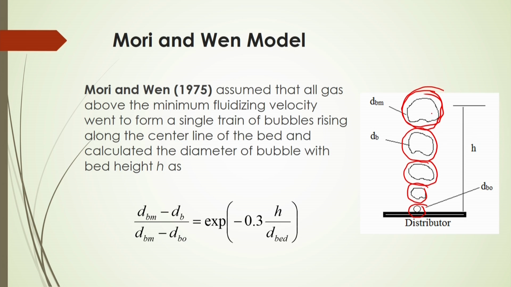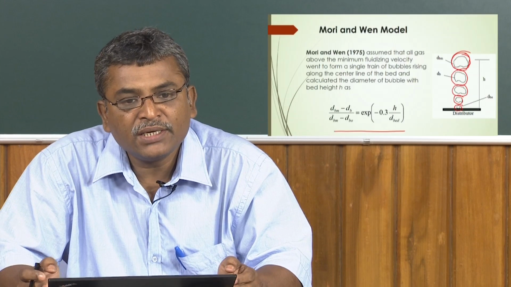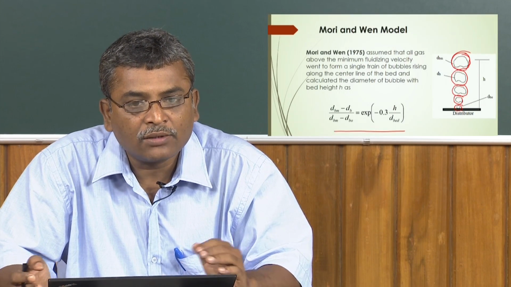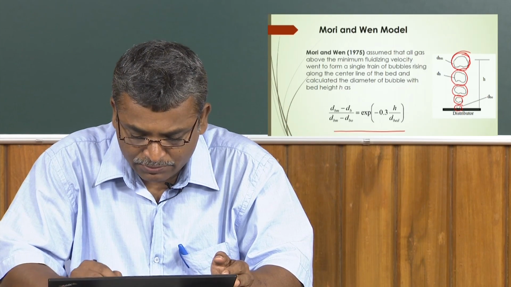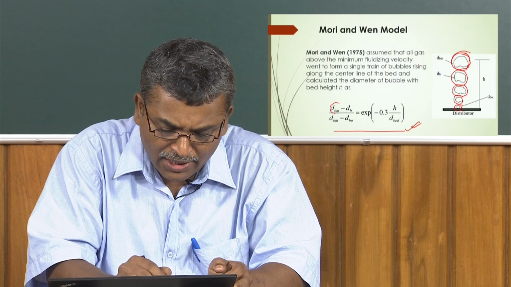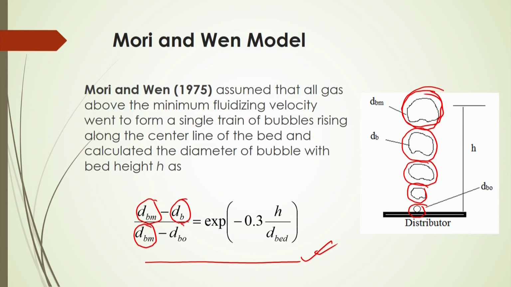So, Mori and Wen, based on this actually happening, developed the correlation shown here, and they assumed that all the gas above the minimum fluidizing velocity went to form a single train of bubbles rising along the center line of the bed. The diameter of the bubble with the bed height h can be calculated as per this correlation. So, what is this here? (dBm minus dB) divided by (dBm minus dB0) is equal to exponent of minus 0.3 into h by d bed. This d bed is the bed diameter, dBm is the maximum bubble diameter, and dB0 is the initial bubble diameter.